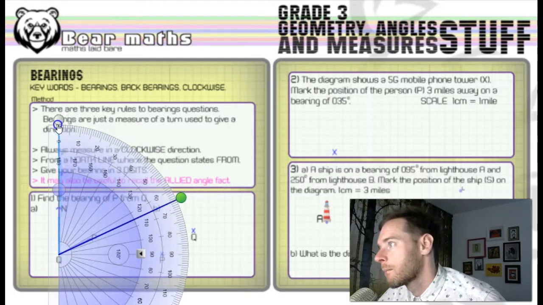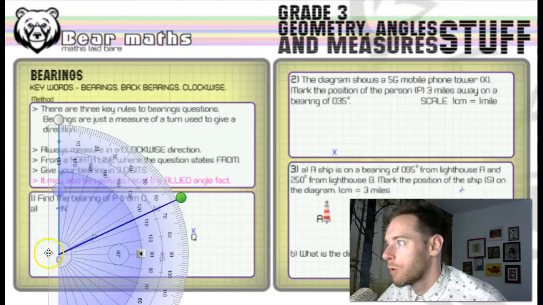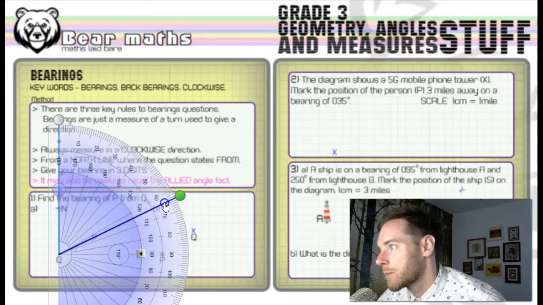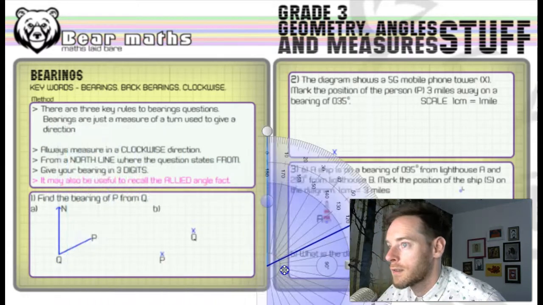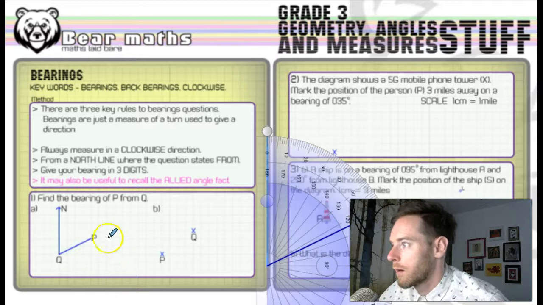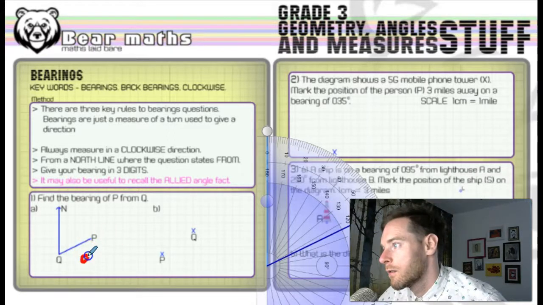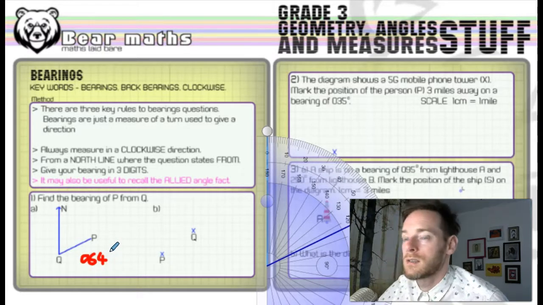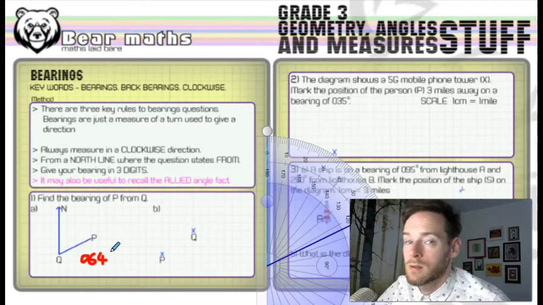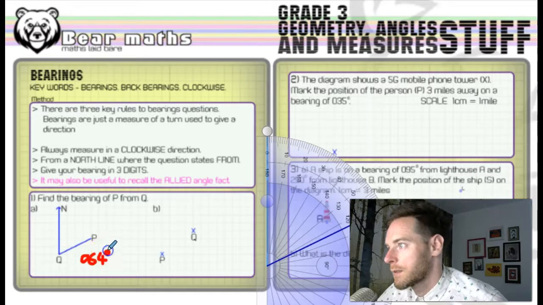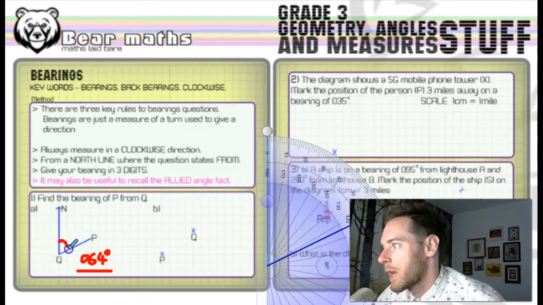So that 0 lines up with my north line, and then this line that gets me to P, that is 64 degrees. I can see that that's a nice 64-degree angle. Now to write 64 degrees, I would use 0, 6, and 4. That's just to avoid any confusion. We wouldn't want someone to go 164 degrees when they should have gone 64 degrees, so we say 064 degrees. And that is that. There's our answer to that question.